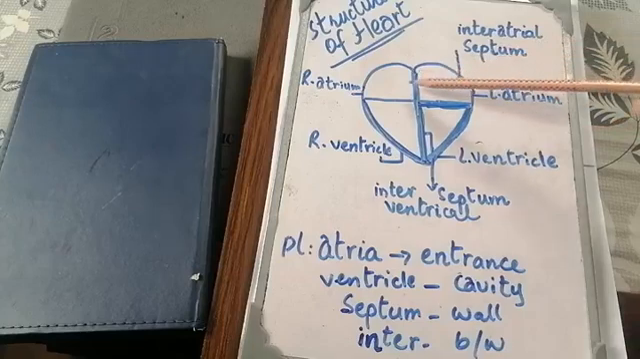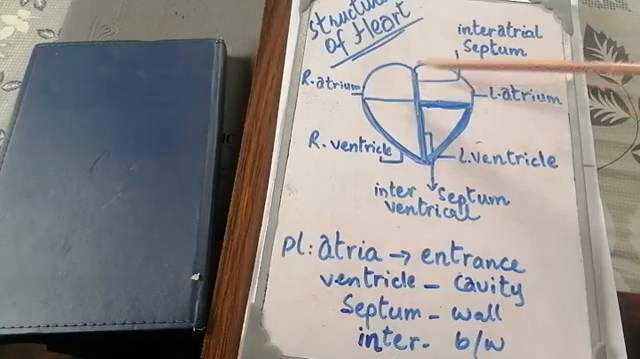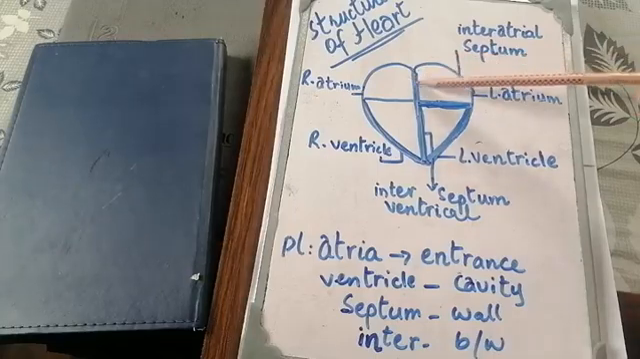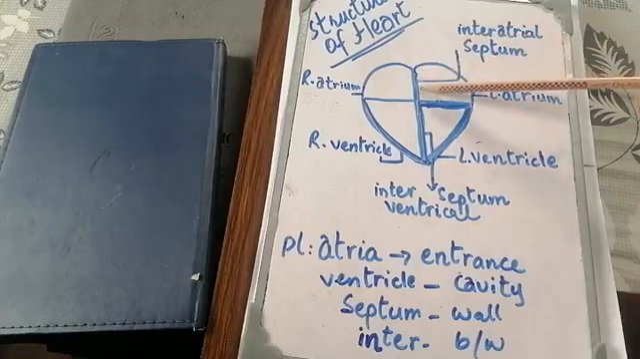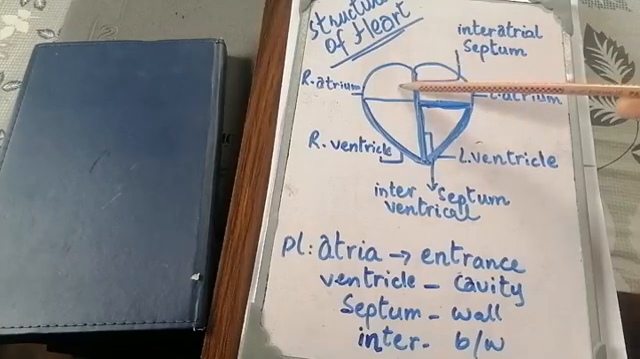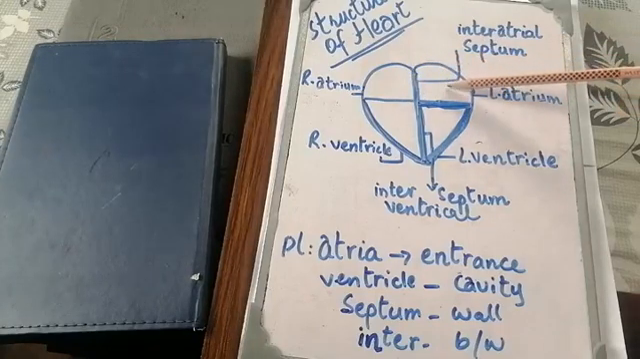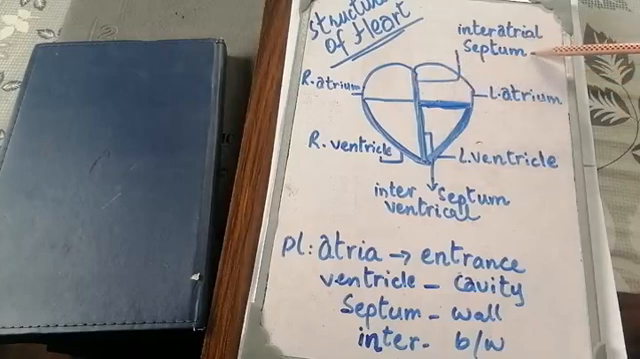Both the right and the left atrium are divided by a wall. This wall is known as the septum. The septum is a division that separates the right atrium from the left atrium. So this septum, or this wall, is known as the interatrial septum.